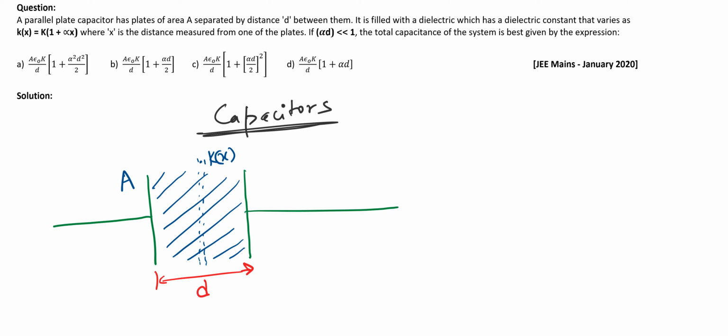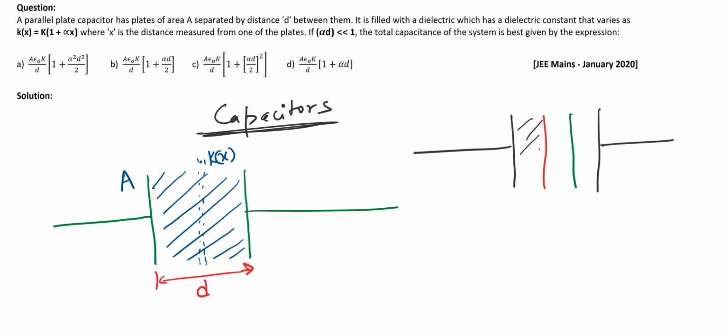Let's see how we can solve questions which involve a dielectric inside a capacitor. So let us assume this is our capacitor and we are filling it with three different dielectrics. We have one dielectric over here, another dielectric over here, and another over here. So three different dielectrics, let's say K1, K2, and K3. So how do we solve this?